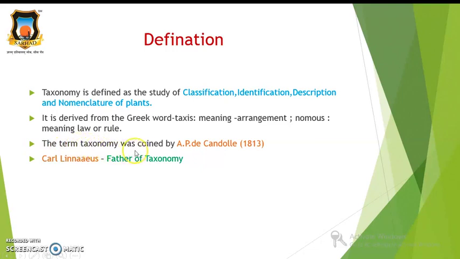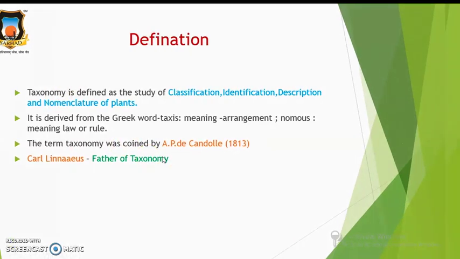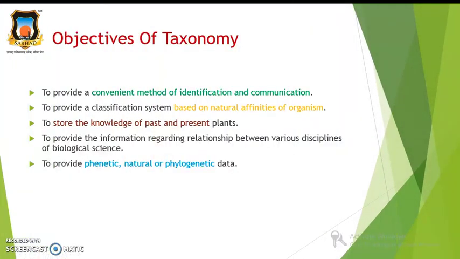The term taxonomy was coined by A.P.C. Candolle during 1813. Linnaeus made an outstanding contribution to taxonomy, so he is called the father of taxonomy. And the next point is the objective of taxonomy: to provide a convenient method of identification and communication.